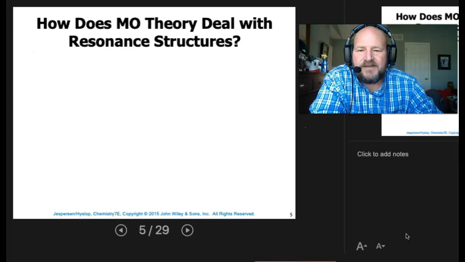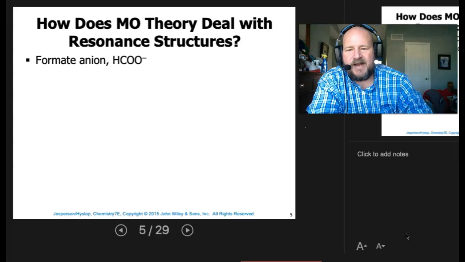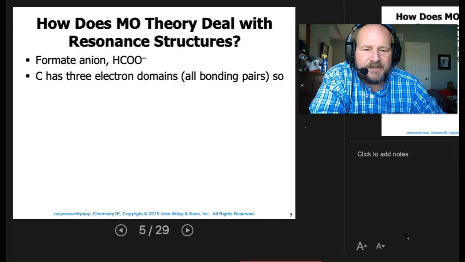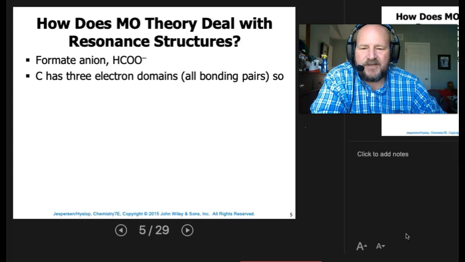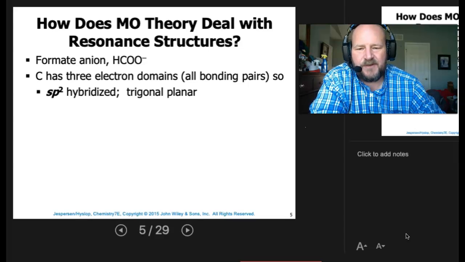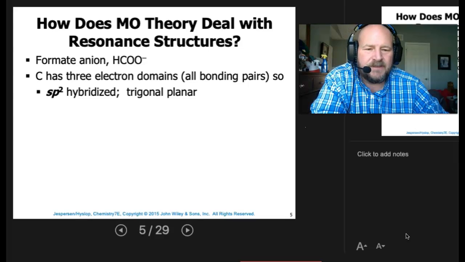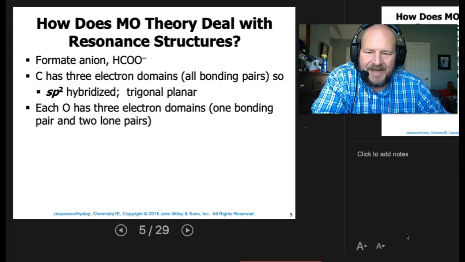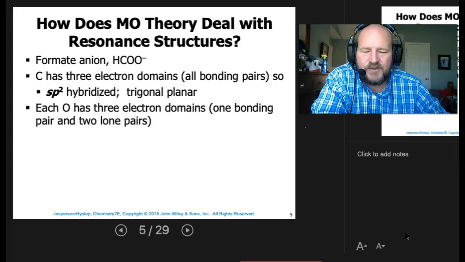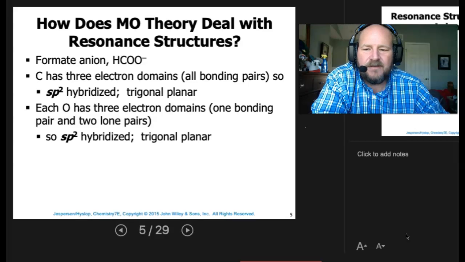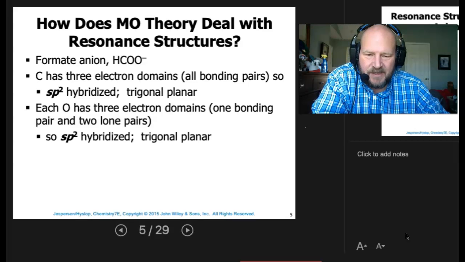So, how does MO theory deal with resonance structures? Let's take a look at the formate anion HCOO-. Carbon here is going to have 3 electron domains. All are going to be bonding pairs. So we know we're going to be sp2 hybridized, and the structure is going to be trigonal planar. Each oxygen has 3 electron domains, 1 bonding pair, and 2 lone pairs. So they are also sp2 hybridized and should be trigonal planar.